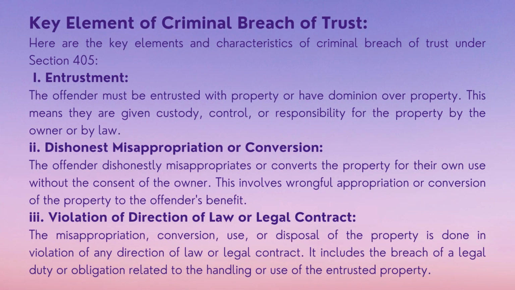Key elements of criminal breach of trust. Here are the key elements and characteristics of criminal breach of trust under Section 405. 1. Entrustment. The offender must be entrusted with property or have dominion over property. This means they are given custody, control, or responsibility for the property by the owner or by law.